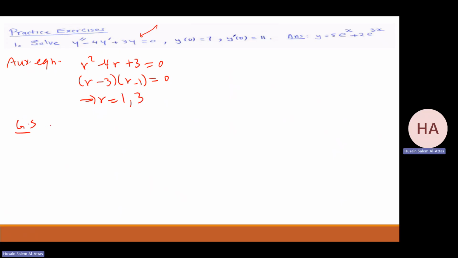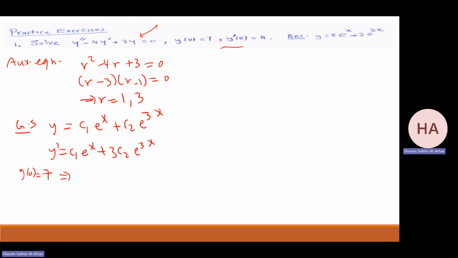So it will be the general solution. y equals C1 e to the power x plus C2 e to the power 3x. I need y prime, so I'll find y prime: C1 e^x plus 3C2 e^3x. I have the condition: y at 0 equals 7. This is 7, correct? Yeah, it seems to me. Okay, 7. So I have C1 plus C2 equals 7. y prime at 0 equals 11. So I have C1 plus 3C2 equals 11.